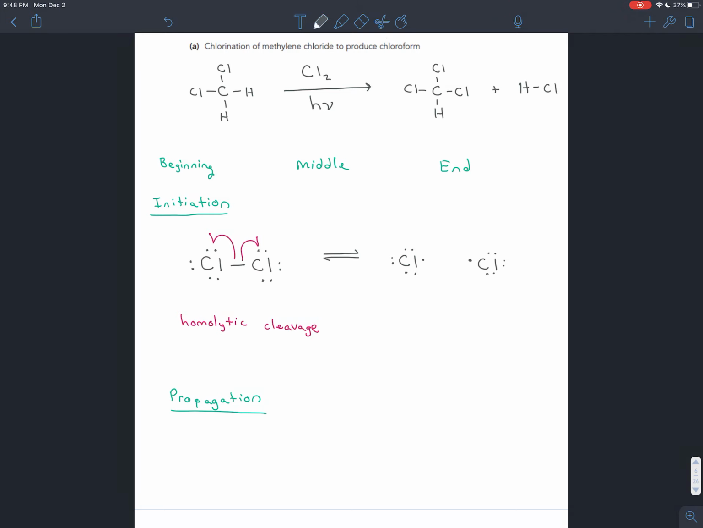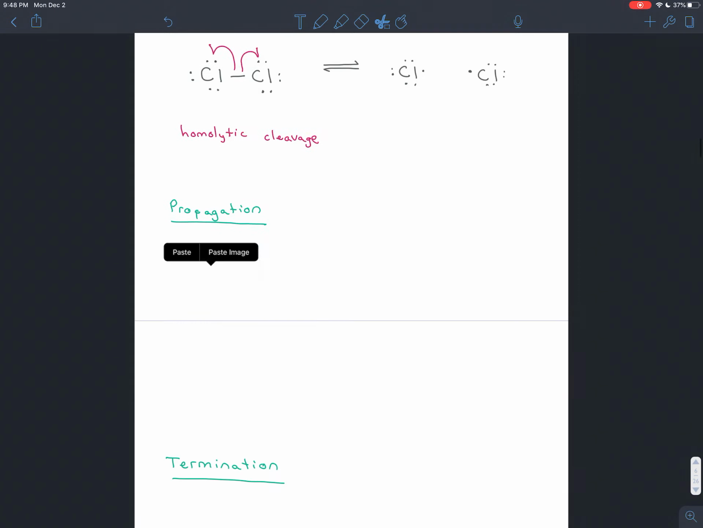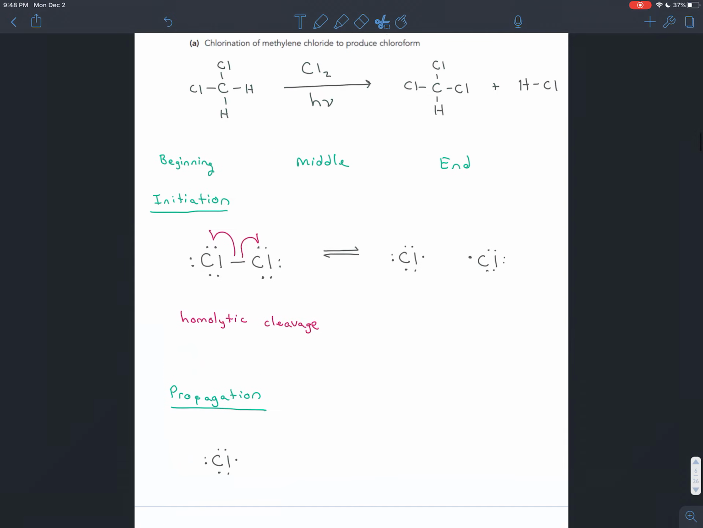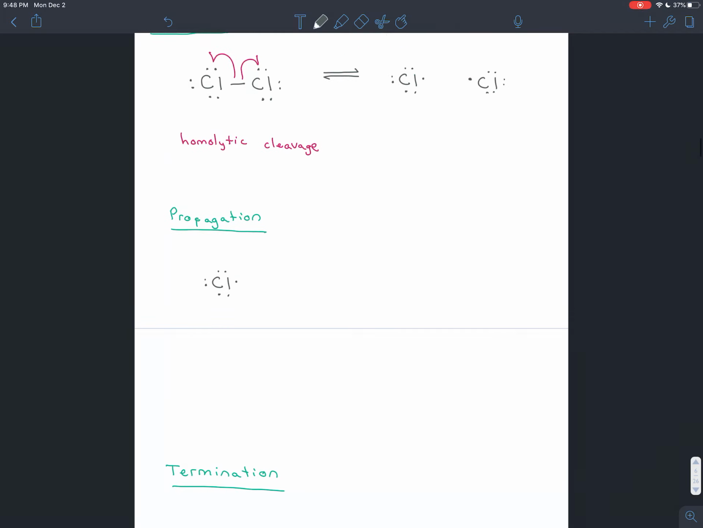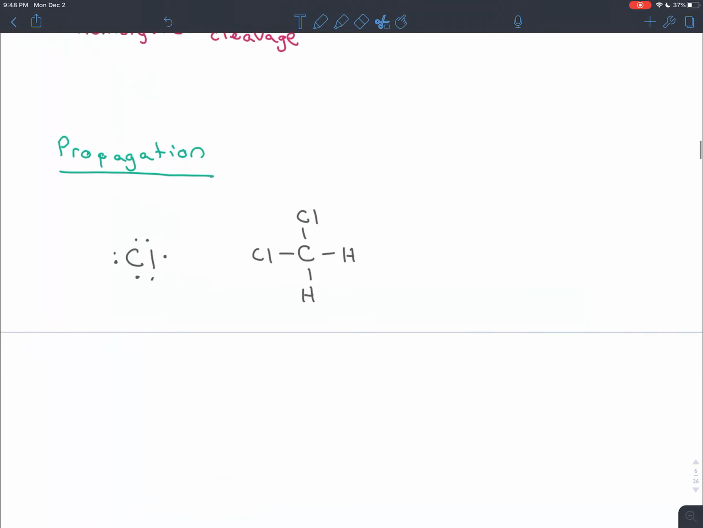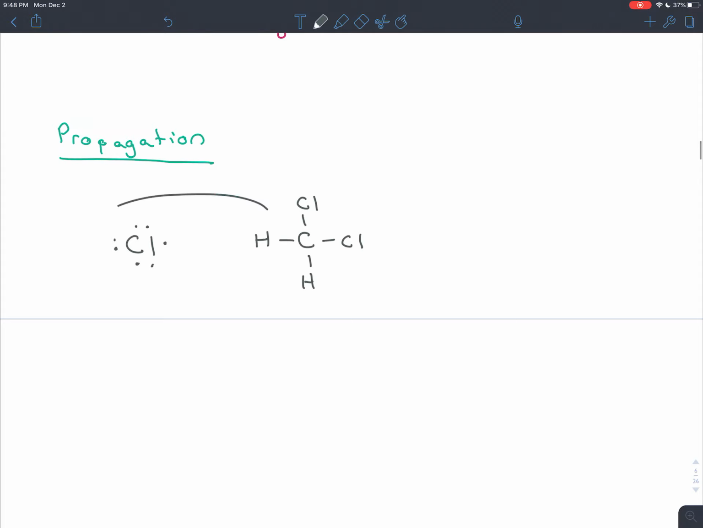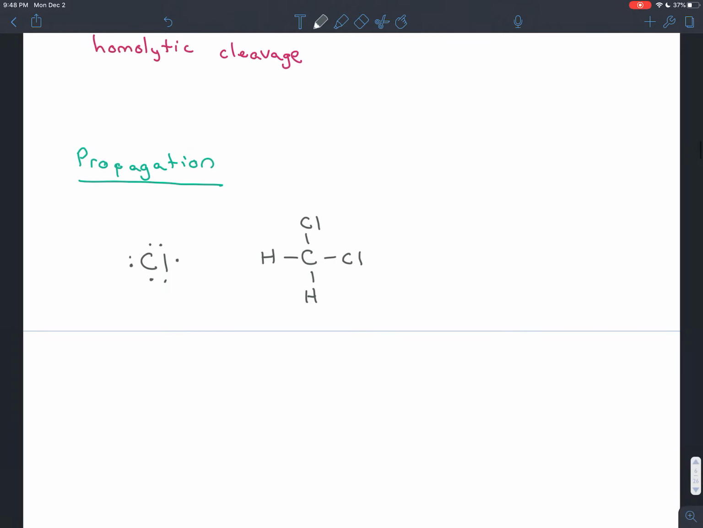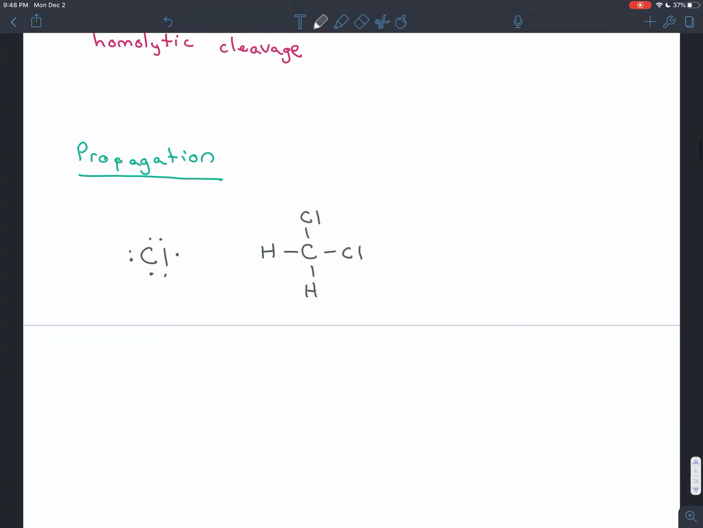The propagation step takes the radicals that you made and reacts them with an otherwise stable molecule. Now, in this molecule, what they're giving us was methylene chloride, which we said was dichloromethane, if you give the IUPAC name. And let me just switch the chlorine and the hydrogen here. It doesn't really matter which one they're on, I just want the hydrogen to face the chlorine. And they're three-dimensional molecules, so you can twist them and rotate them however.